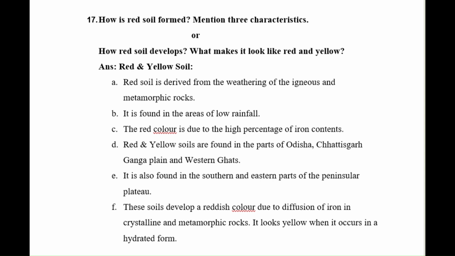D. Red and yellow soils are found in parts of Odisha, Chhattisgarh, the Ganga Plain, and the Western Ghats. E. It is also found in the southern and eastern parts of the Peninsular Plateau. F. These soils develop a reddish color due to diffusion of iron in crystalline and metamorphic rocks. It looks yellow when it occurs in a hydrated form.